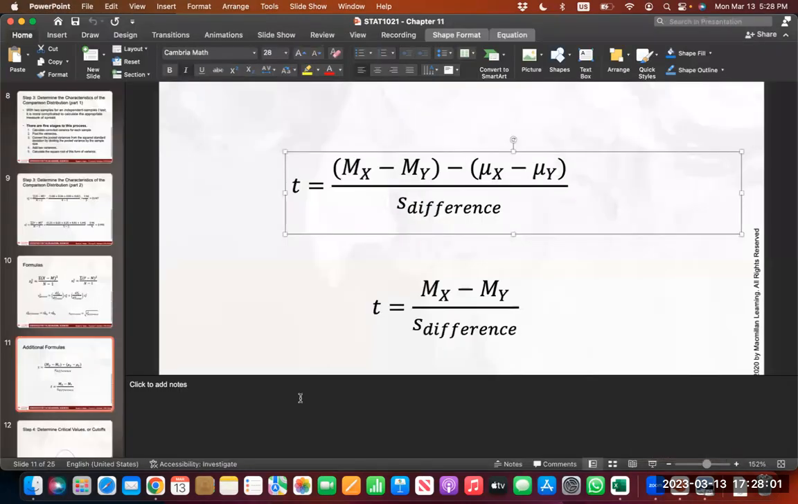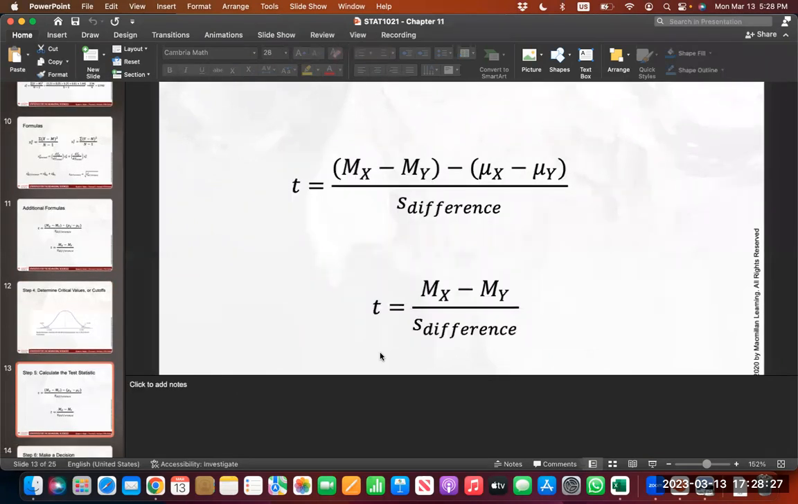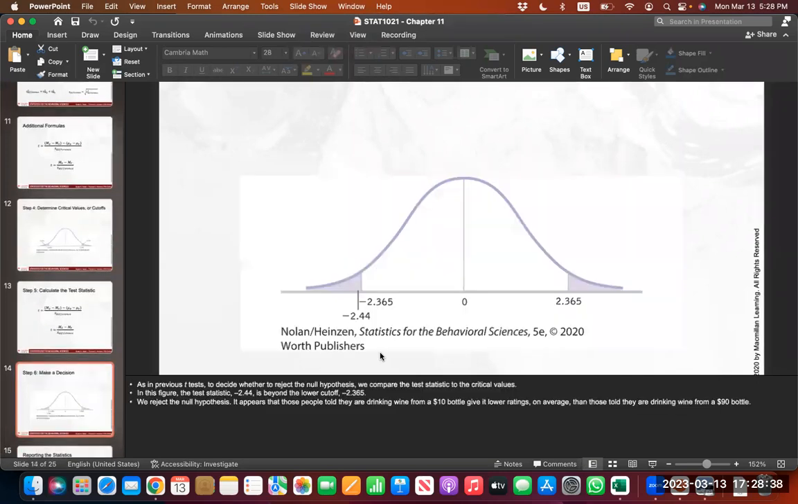So now this is the comparison distribution. We have our differences between means, and we have 2.36 as our threshold. Now we know that our difference in wine rating is exceeding this value on the negative side. So we have a t that is mx minus my divided by our standard error, minus 2.44.